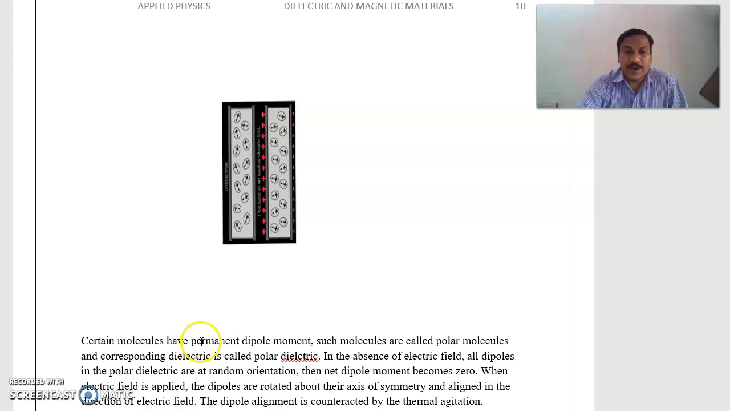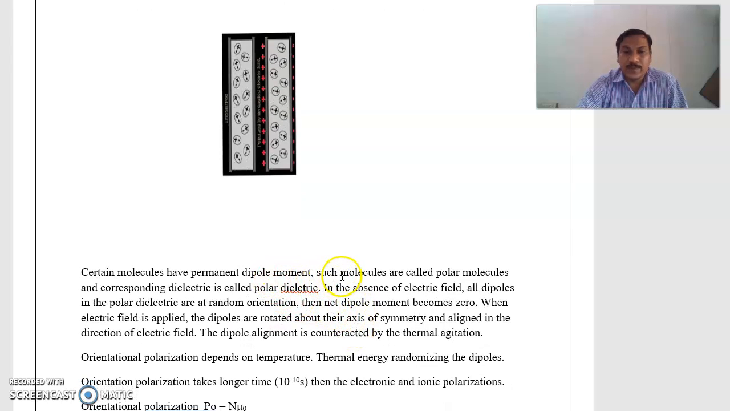So certain molecules have permanent dipole moments. Such molecules are called polar molecules, and the corresponding dielectric is called a polar dielectric. So in the absence of an electric field, all dipoles in the polar dielectric are in random orientation. Then the net dipole moment becomes 0.